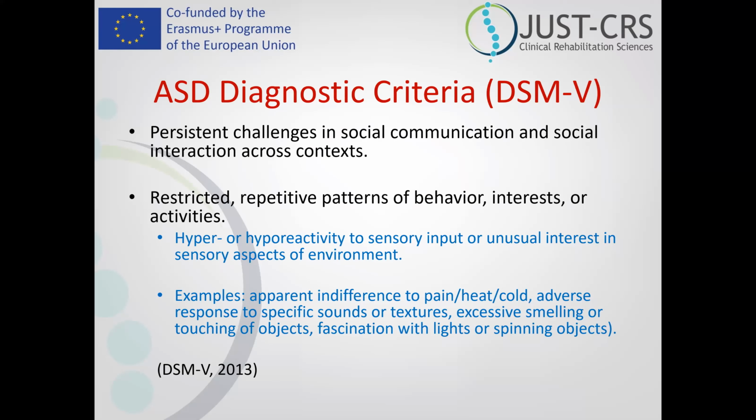And these are some examples. They are different in responding to pain, heat, cold, and they do excessive smelling of objects, and they touch things for their textures, and they are fascinated with lights or spinning objects. So challenges in sensory processing, or sensory processing differences, are considered part of the second category for autism diagnosis. And this is according to the DSM-V.